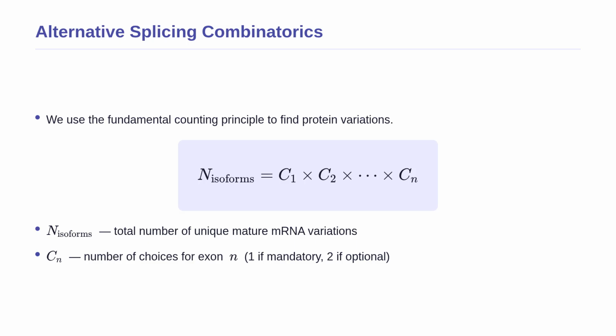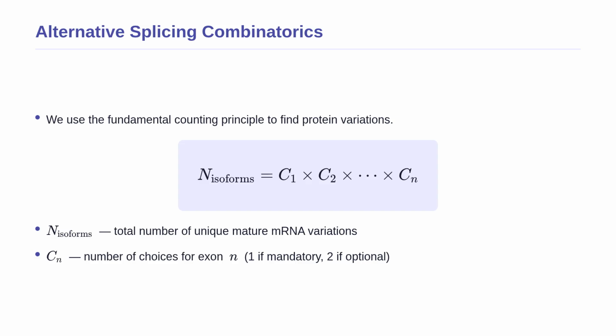Moving beyond simple length, let us mathematically model the incredible diversity generated by alternative splicing. To find out how many unique mature mRNA sequences, or isoforms, can be generated from a single gene, we rely on basic combinatorics, specifically the fundamental counting principle. The formula here states that the total number of isoforms, n isoforms, is equal to the product of the choices available for each exon, represented by C.